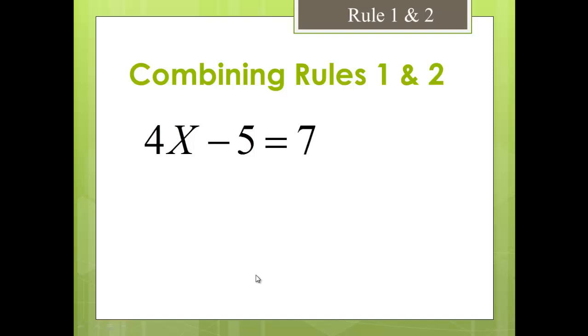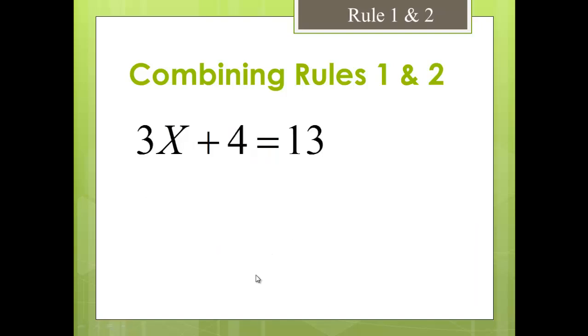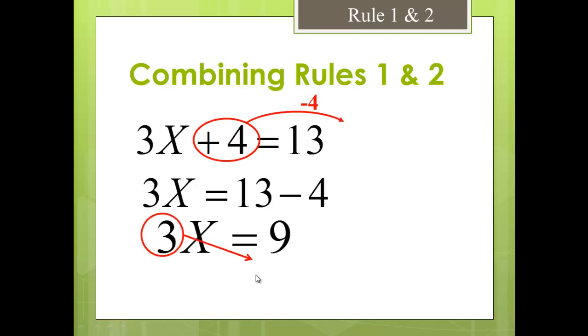And then what we're doing is we combine the two rules. Now we have a linear equation which we're solving. So we use two rules. We do the addition thing over there first, then we do the division over here and get the answer. So there's a couple of examples to go through there.